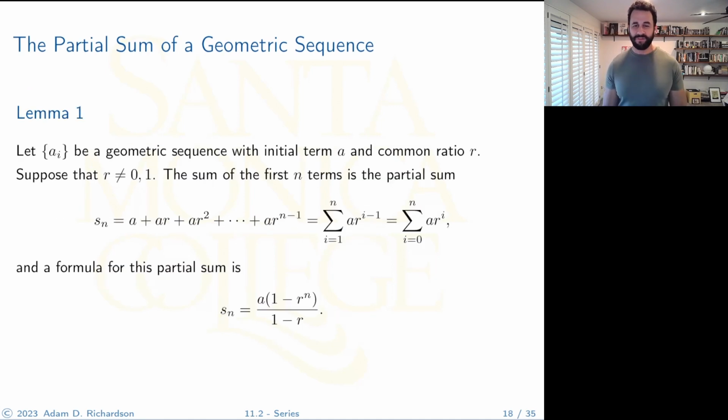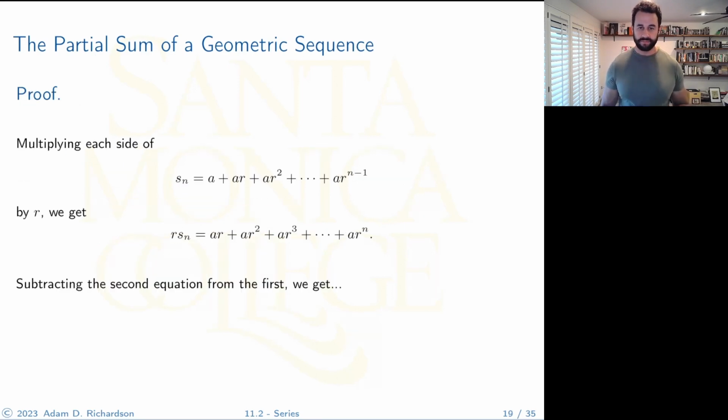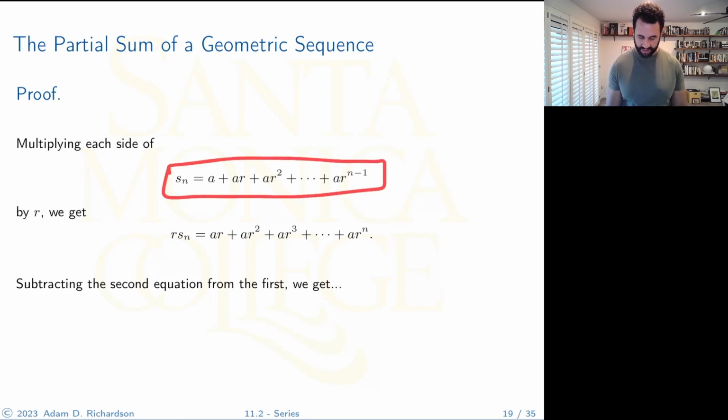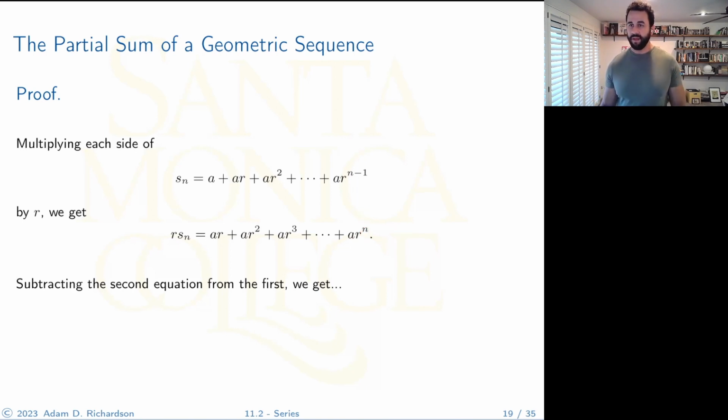All right, so here's the proof. We're going to start with our partial sum, this piece right here. What we're going to do is multiply both sides of this partial sum by r. Multiply both sides of that by r, and what you get is this. You see how you get r times s_n, a times r, this becomes ar squared, this becomes ar cubed. Here we had n minus 1 r's. Now we've got n of them because we multiplied by 1 r. Same technique we were just looking at a moment ago.